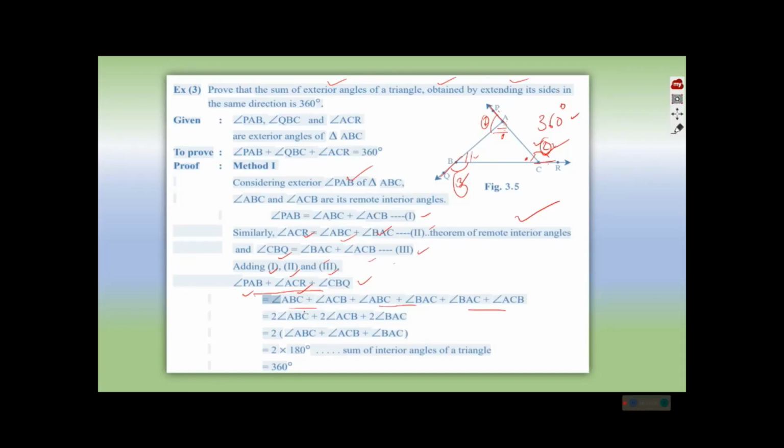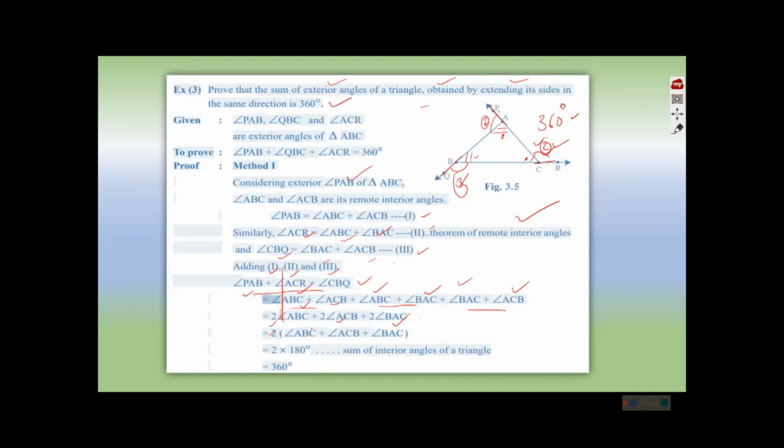So when we look at this, we can see that 2 times ABC, 2 times ACB, and 2 times BAC. So we can write it in this format, 2 times format. We wrote 2 times ABC plus 2 times ACB plus 2 times BAC. 2 is common. ABC plus ACB plus BAC. So that is what is given here. Sum of the exterior angles of a triangle obtained by extending a side in the same direction is 360 degree.